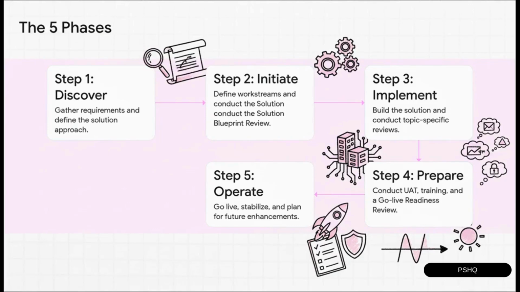The framework breaks it all down into 5 phases. You've got discover and initiate, which lead up to this really critical solution blueprint review. Then, during the implement phase, you do these deep dive reviews on the tricky areas, like data migration or integration. Then, right before you flip the switch, there's a final go live readiness review. These formal reviews are really the heart of the framework. They're designed to be safety nets, to catch problems early when they're still cheap and easy to fix.